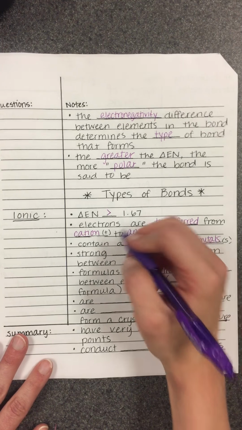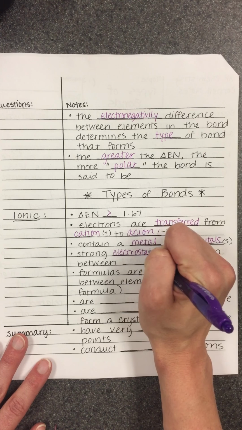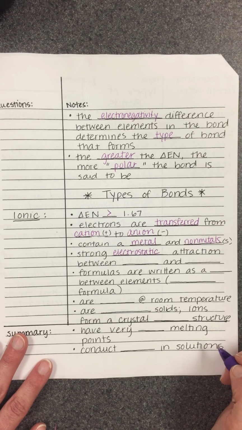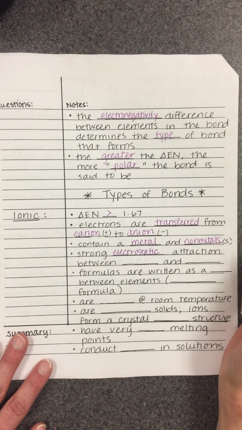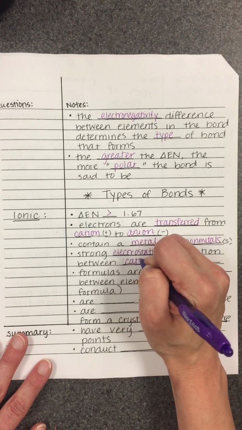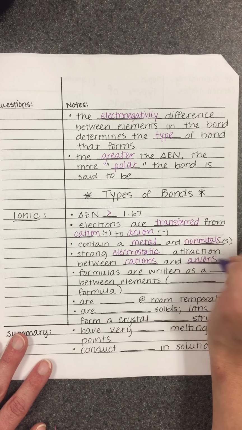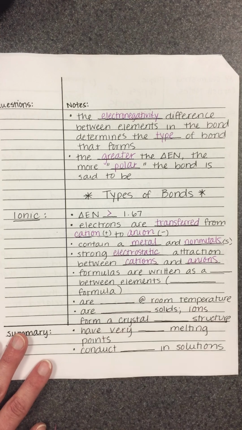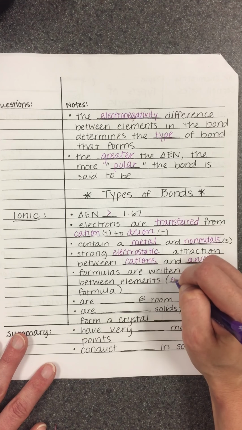There is a strong, what we call electrostatic, and so that's kind of like a magnetic attraction between your positive and negative ions. So between those cations and anions. It's that electrostatic, aka magnetic attraction, that kind of holds these things together. The formulas for ionic compounds are written as a ratio of elements, and so that's going to be an empirical formula.